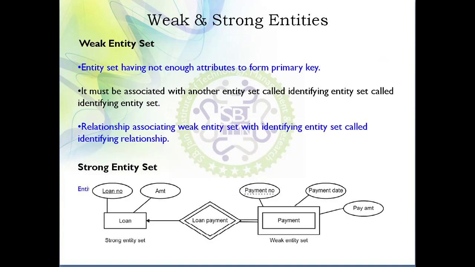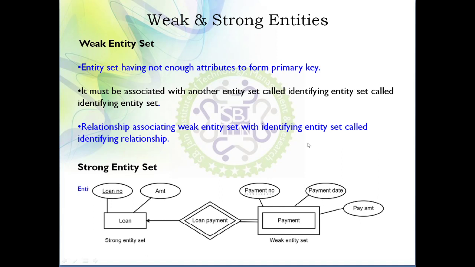Now the next topic is the concept of weak entity and strong entity. So we should know what is a weak entity, what is a strong entity, and when to say a particular entity is a weak entity. Now in this particular example I can say payment is a weak entity. So why is payment a weak entity? The entity which does not have sufficient attributes to form a primary key is called a weak entity. Now in this case an important concept is there, primary key.